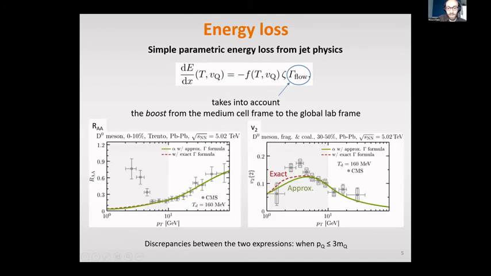And we tested these two expressions on the observables, and what we saw is that it gives almost no difference with the array A, but it gave a little bit higher results for the V2 and the V3 with the exact formulation. And the impact was limited at momentum smaller or equal to 3 times the EV quark mass.